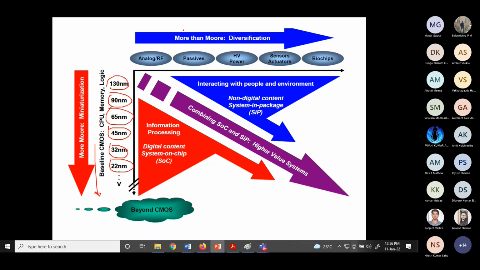There is another direction which is More than Moore, where we are trying to add different devices and systems. The word system is important. So ultimately we move in a direction which is in between. On one hand we are reducing the device dimension, and on the other hand we are adding different functionality. In this direction the industry is heading. So I think I will stop here.